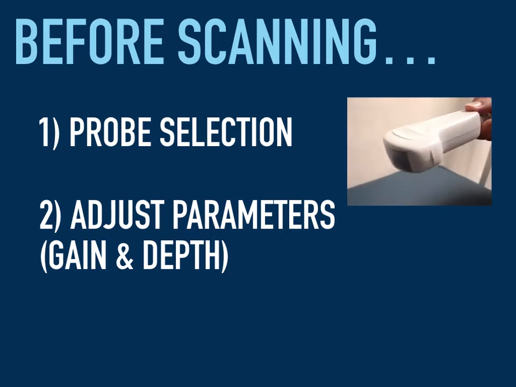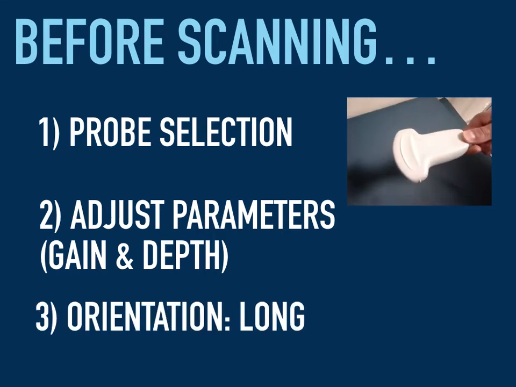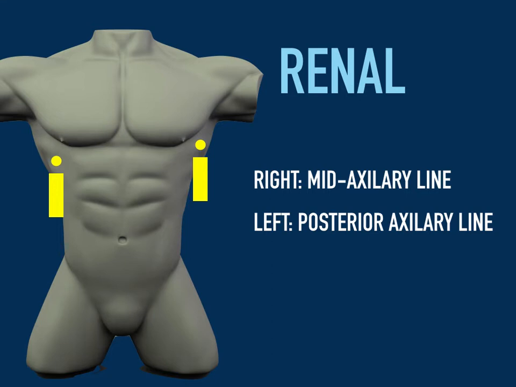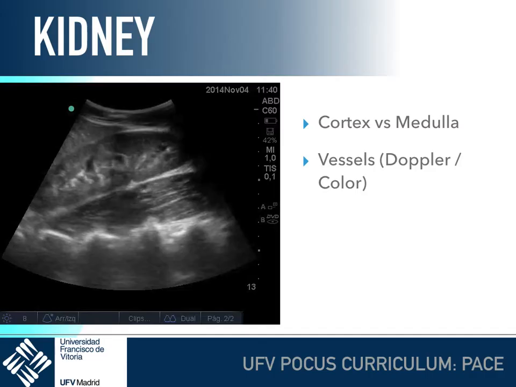Parameters are gain and depth, and we need to place our probe in the kidney's long axis. Remember where the kidneys are: the right kidney is supposed to be below the mid-axillary line, and the left kidney is more posterior and superior than the right kidney, so it's supposed to be below the posterior axillary line, a little bit higher than the right kidney.